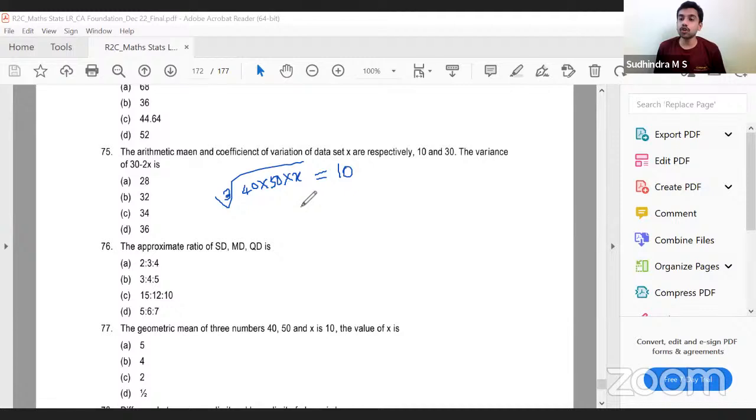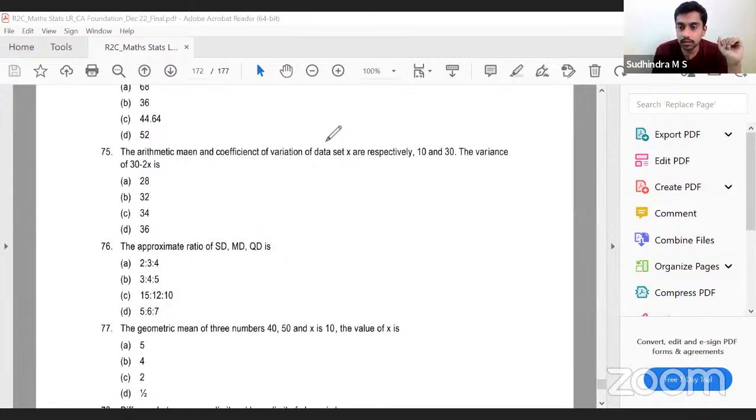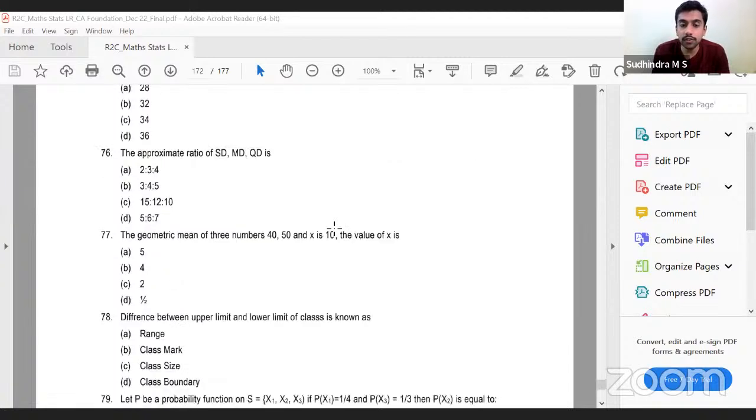To solve this, I'll take cube on both sides. 40 into 50 is 2000. So I'll get 2000 X. 10 cube is 1000. X is 1000 divided by 2000, which is 1/2. Simple. Difference between upper limit and lower limit of a class is called class size. That's it.